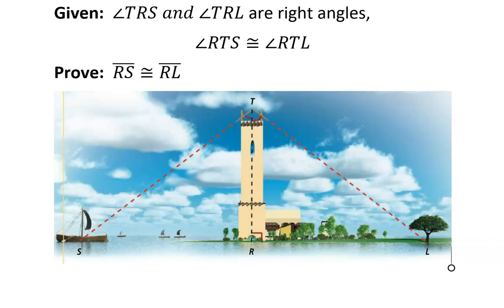So in the information, it gives us angle TRS and angle TRL are right angles. Angle RTS is congruent to angle RTL. Those are the 2 angles at the top. They want us to show that the base angles RS and RL are congruent.